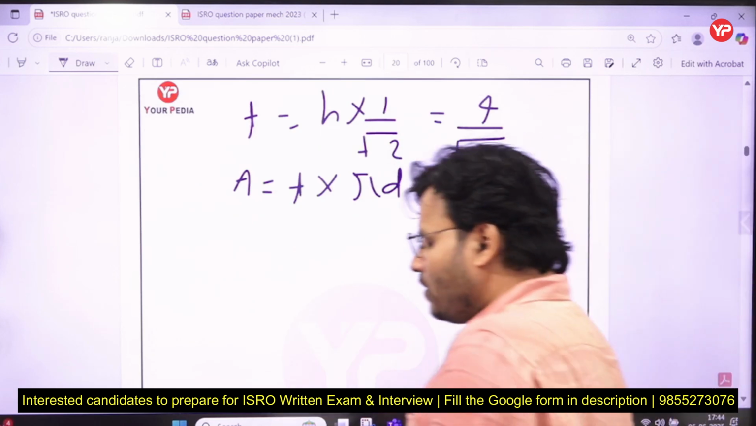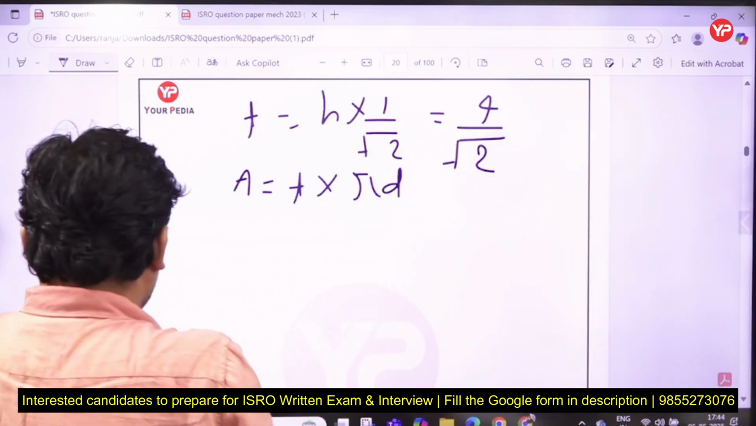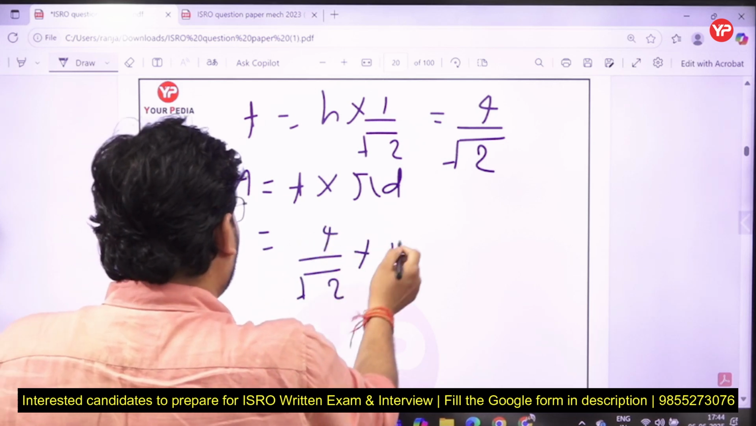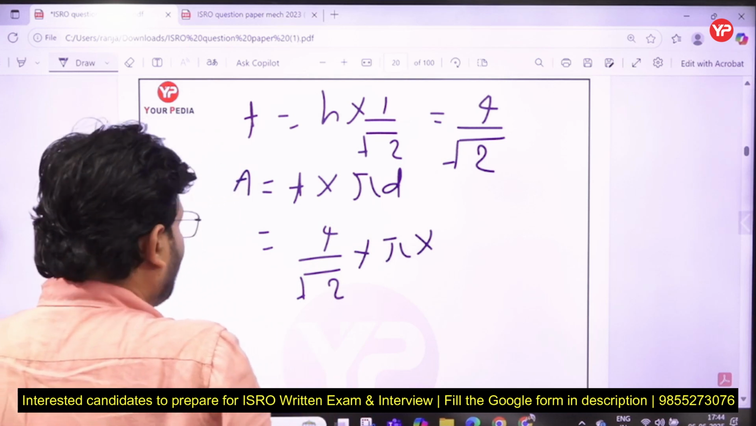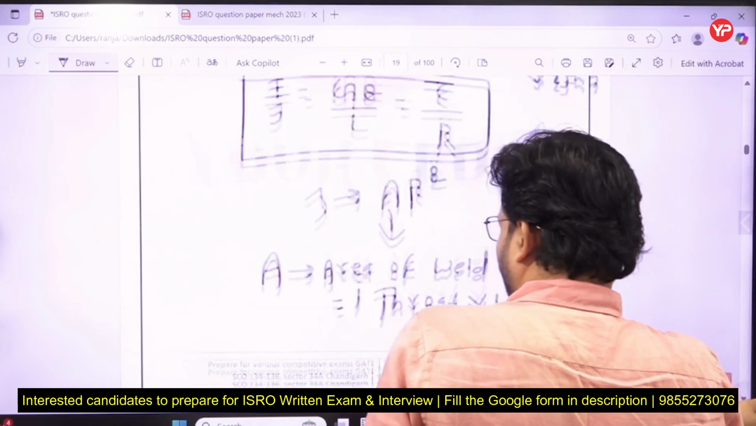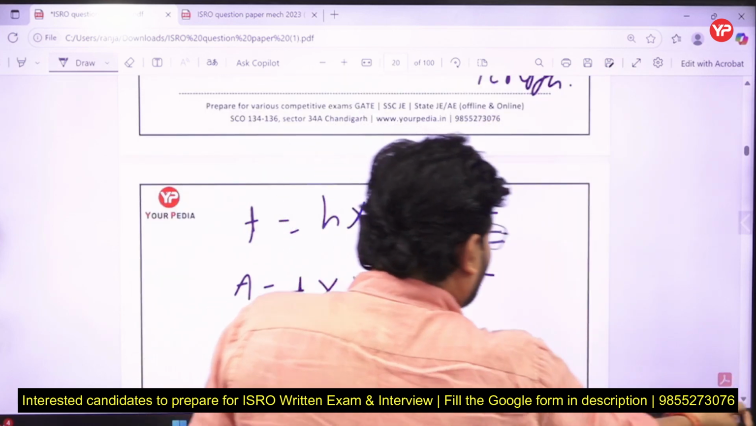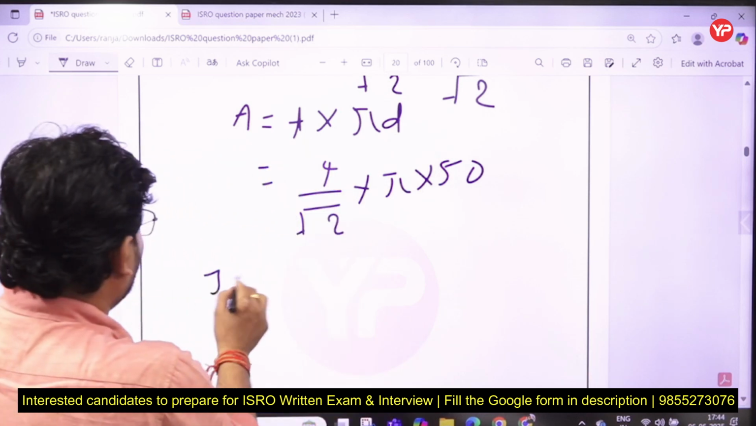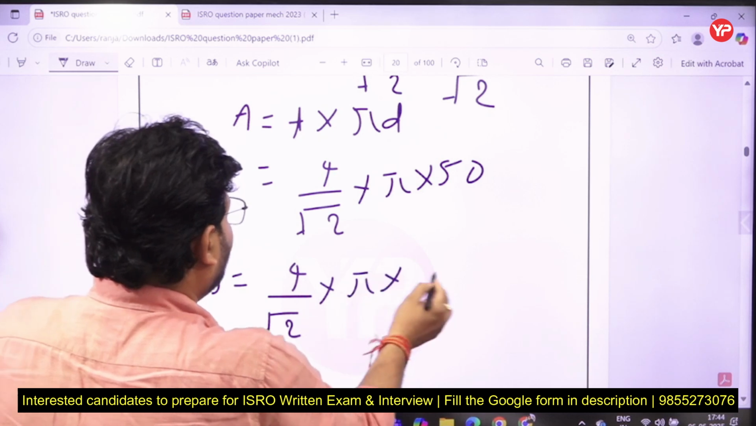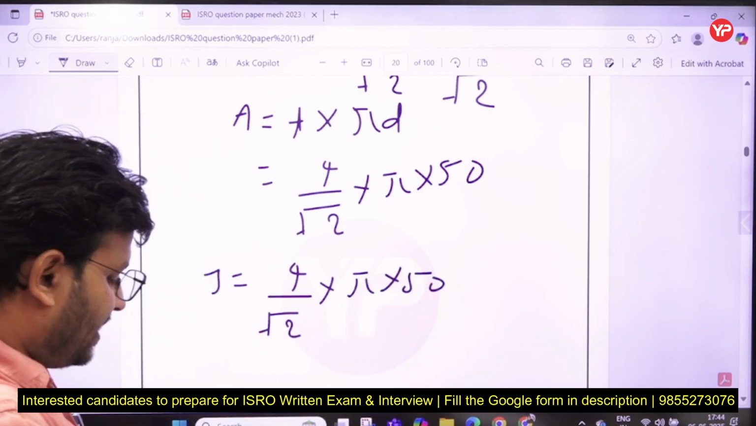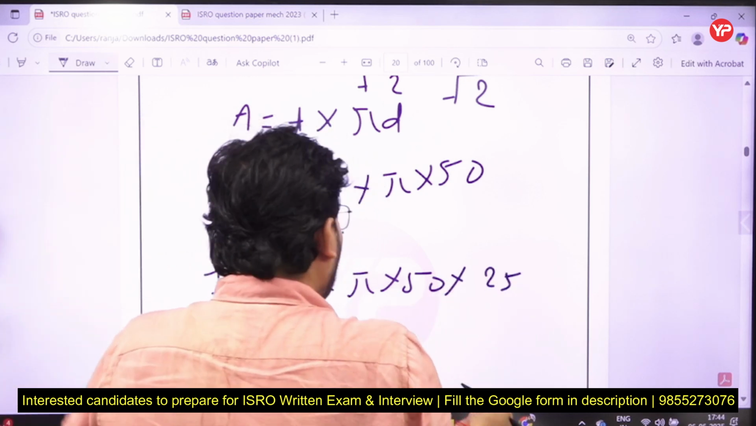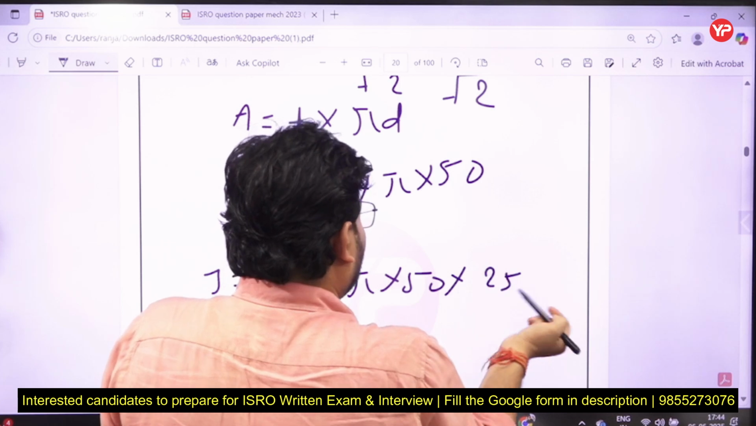So by doing that, I will get T into pi d. So thickness is 4 upon root 2, and pi, and d is given as how much? 50, right? D is given as 50. So from there, just put the value 50. So A is coming. What will be tau? Tau will be A R squared. So A is 4 upon root 2 into pi into 50. R is given again as how much? R is 25 mm, so 25 mm squared.